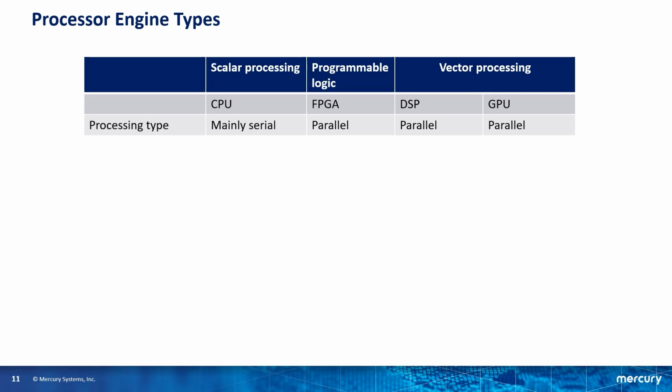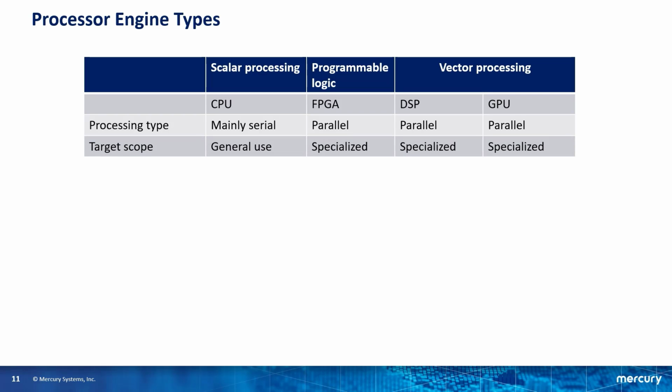For processing types, CPUs are mainly serial. Scalar processors in the strictest definition of scalar are single instruction, single data, but architectures like ARM support single instruction, multiple data, SIMD, so they're not exclusively scalar, but their execution is still mainly serial. FPGAs, DSPs, and GPUs are all highly parallel. And here when I'm saying DSPs, I'm referring to the DSPs found in FPGAs. CPUs can be used to perform most applications, so I've listed this as general. FPGAs, DSPs, GPUs are all best suited for different tasks, so they're all specialized.